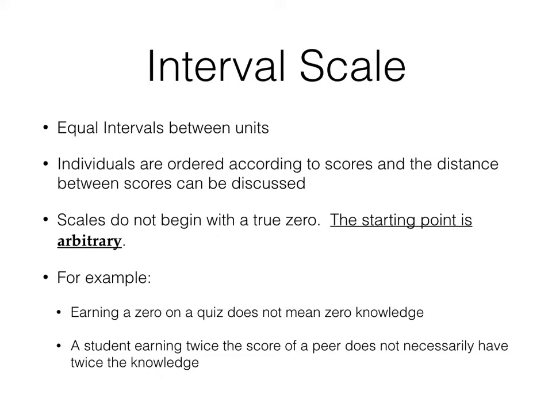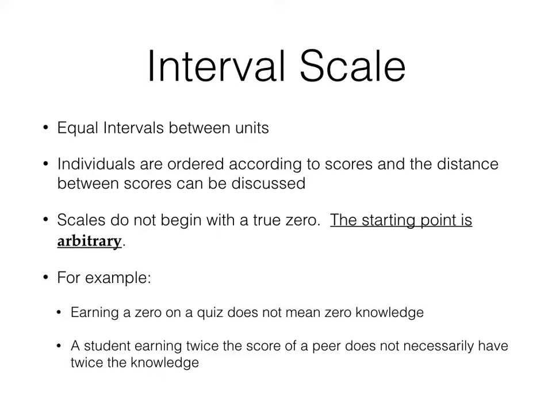An interval scale provides equal intervals between the units. So, between the scores or the individuals that we're ranking, we do know that there are equal intervals or equal amount of space between them. So, individuals are ordered according to their scores, and the distance between the scores can be considered and discussed. So these scales don't begin with a true zero. The starting point is arbitrary.